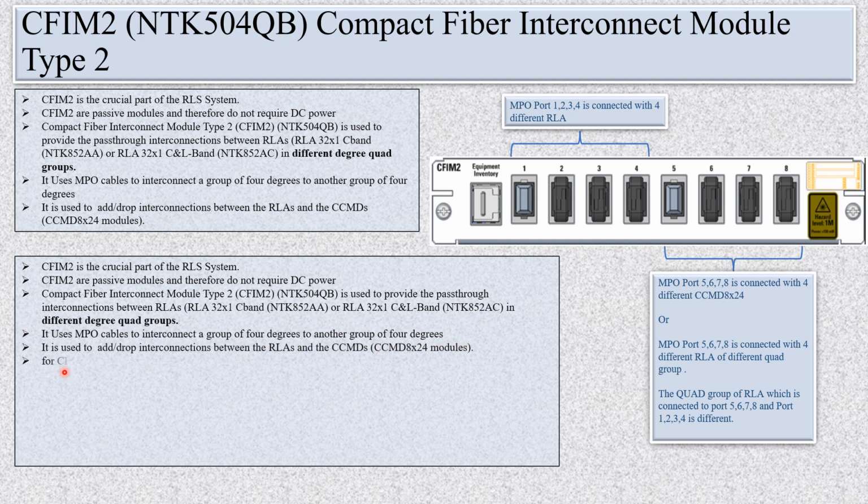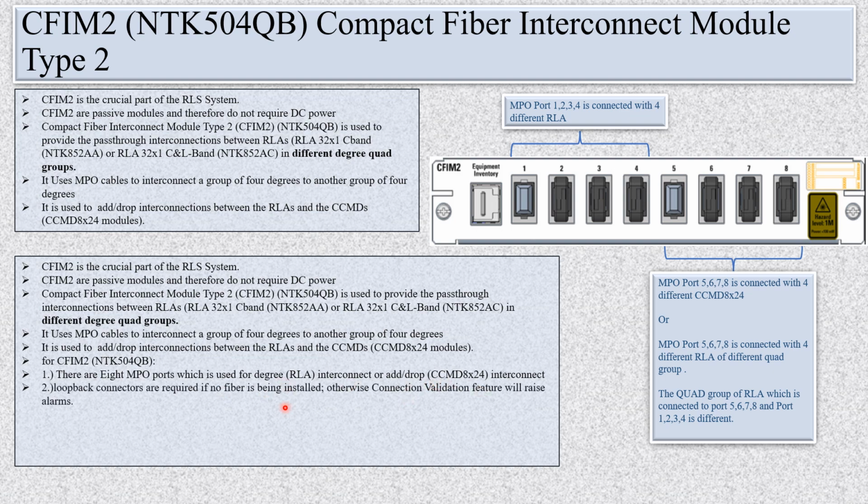At drop for CFIM2, you can see there are 8 MPO ports which are used for degree interconnect and add/drop interconnect. Loopback connectors are required if no fiber is being installed. Otherwise, the connection validation feature will raise an alarm. So there is a connection validation feature introduced in this RLS system. If any loopback connector is not installed, it will face an open circuit, and it will show the connection validation alarms.